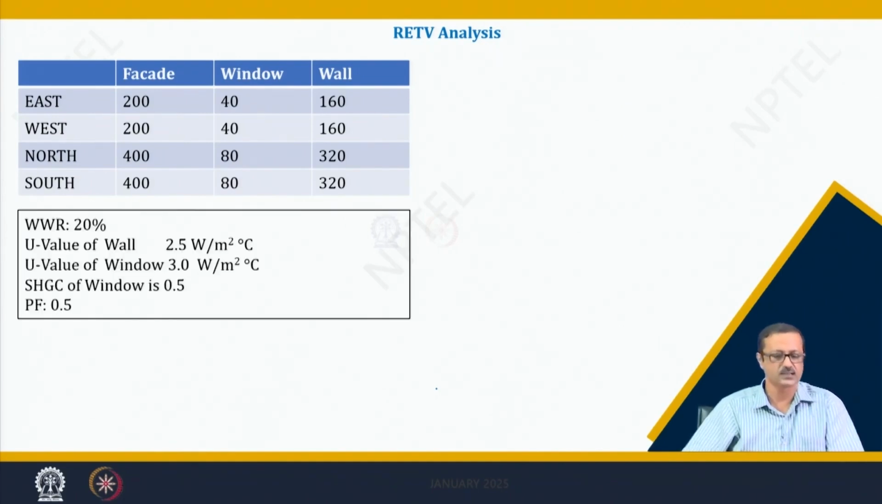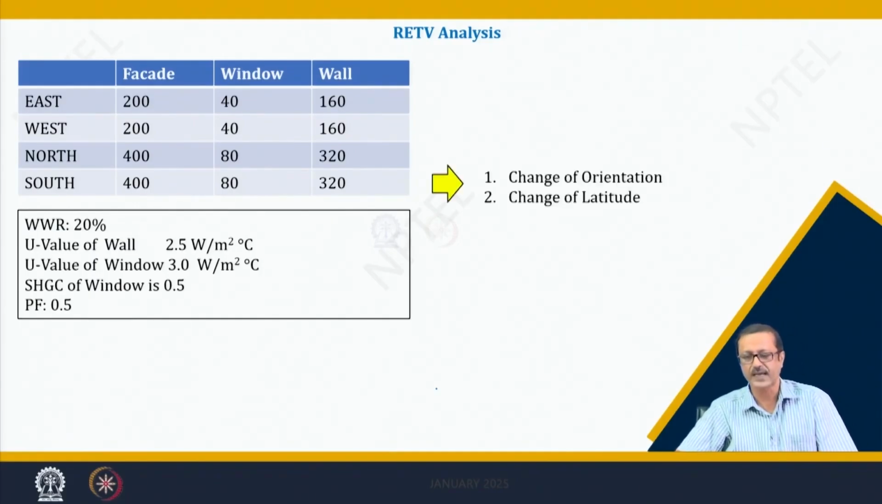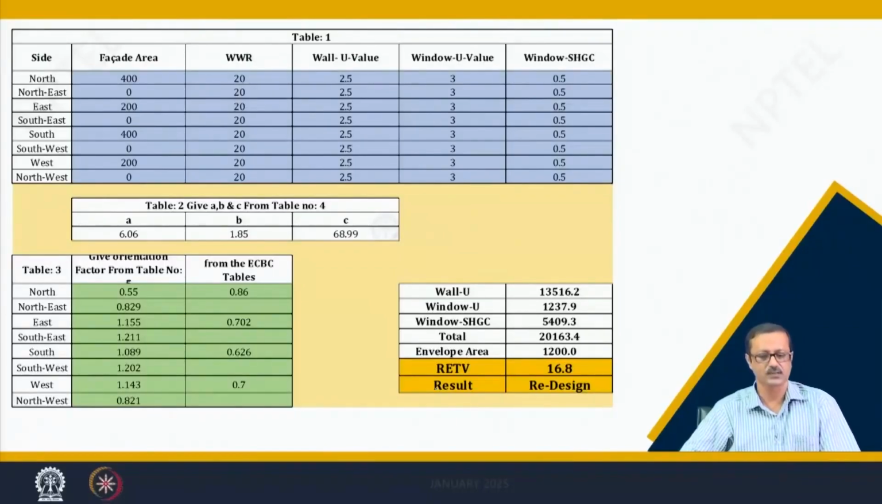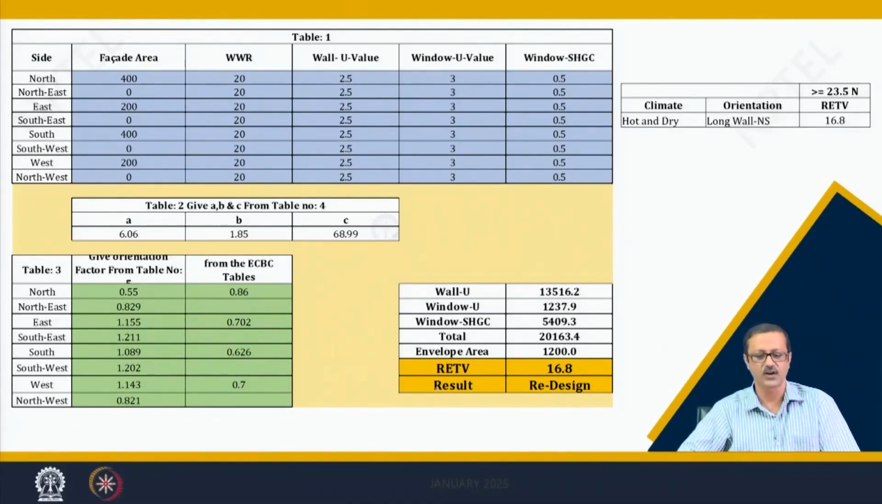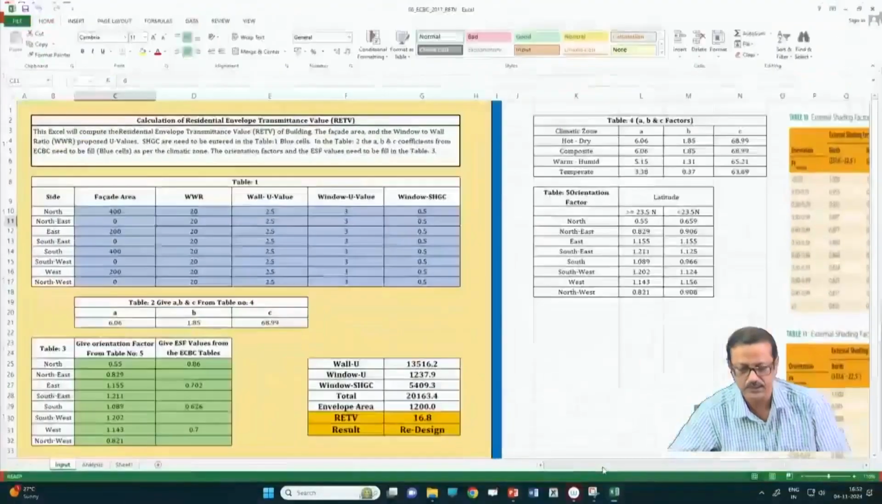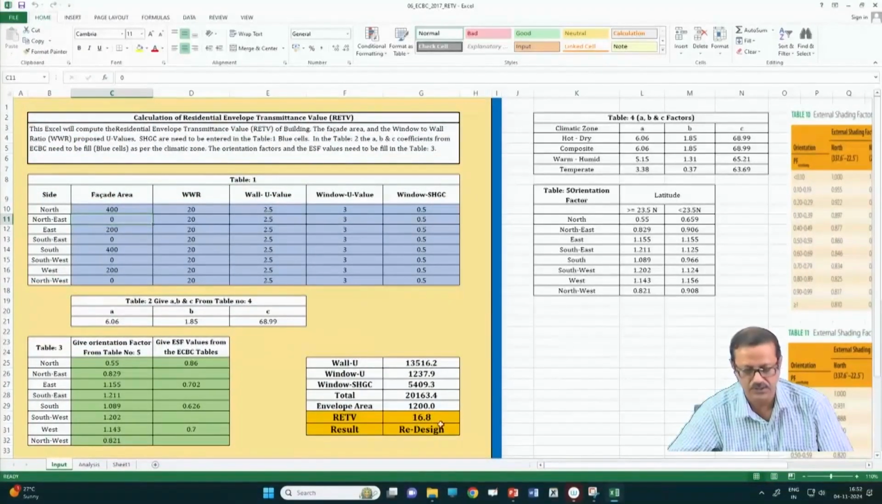So, if these are the window to wall ratio 20%, U value of the wall, window, SHGC, etc., PF 0.5. Based on that, let us see how the change of orientation and the change of latitude are going to work. This is the first table I have calculated in the Excel sheet based on those values, from the climate zone of hot and dry, and I got the value as 16.8.